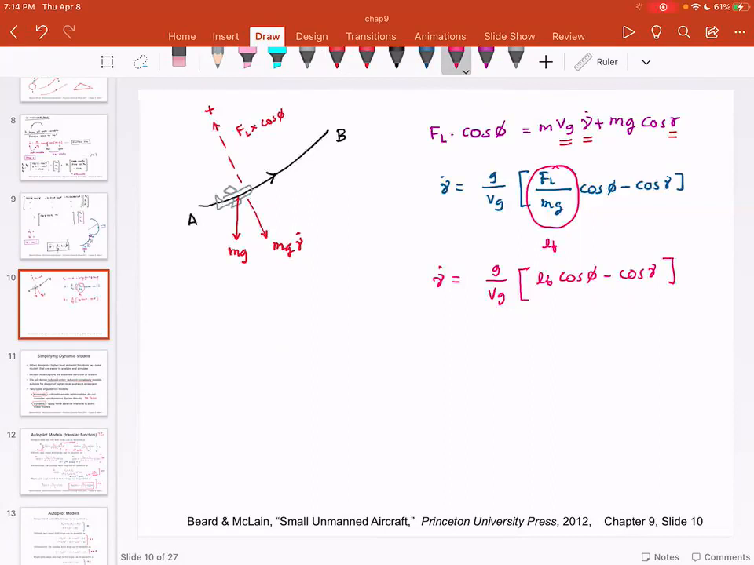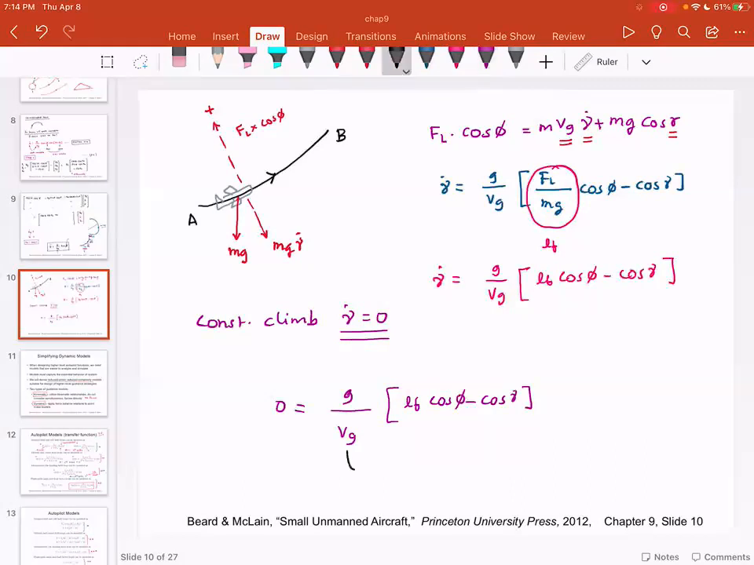Now, one thing that I want to state here, if you want a constant climb, and that's what we desire, gamma dot is equal to zero. What this means is zero is equal to g divided by Vg, times LF cosine phi minus cosine gamma. Vg can be expressed in terms of VA, gamma can be approximated to theta, and boom, your aircraft is going to climb. So with this, you can segment the path into different waypoints, and then you can have that aircraft do certain maneuvers from waypoint A to waypoint B. So I'm going to stop here.